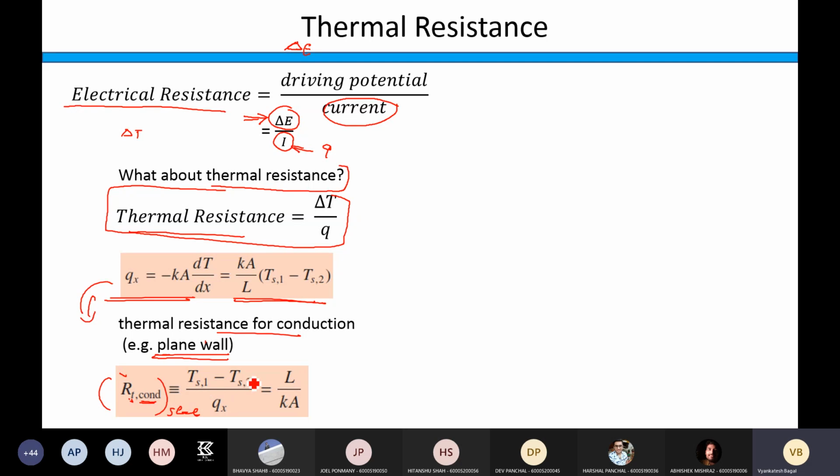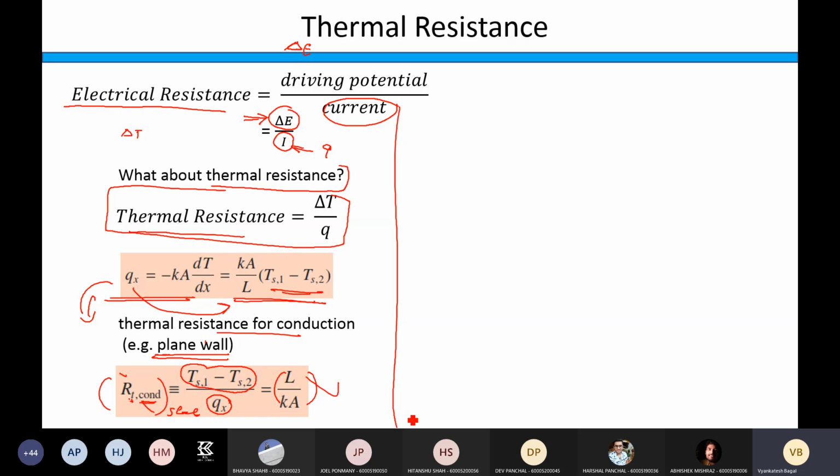This is given as Ts1 minus Ts2 divided by, this is the driving potential, divided by the rate of heat transfer Qx, which is flowing through the system. So this will be equal to L by KA. You have to just readjust the terms. Take this Qx on this side and this K by L on the other side. So this is how the RT conduction is defined for the slab. The thermal resistance due to conduction in case of slab is L by KA. Note down this.